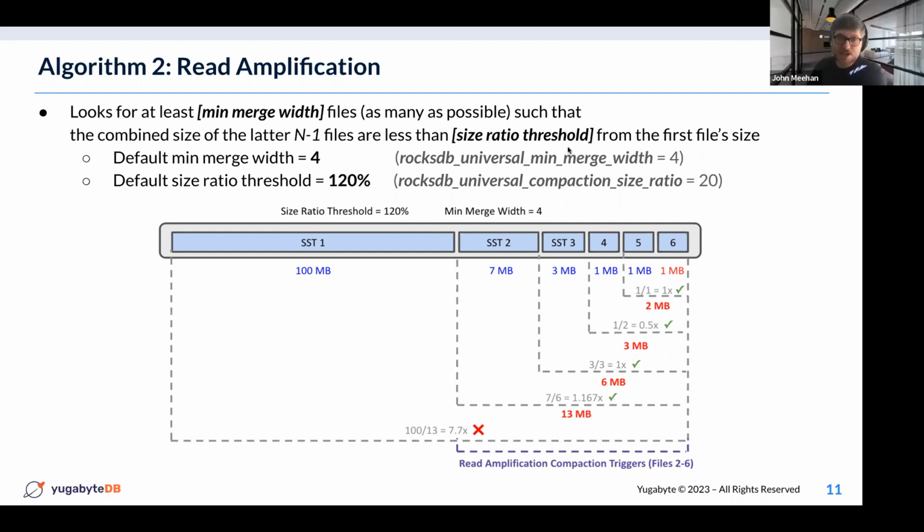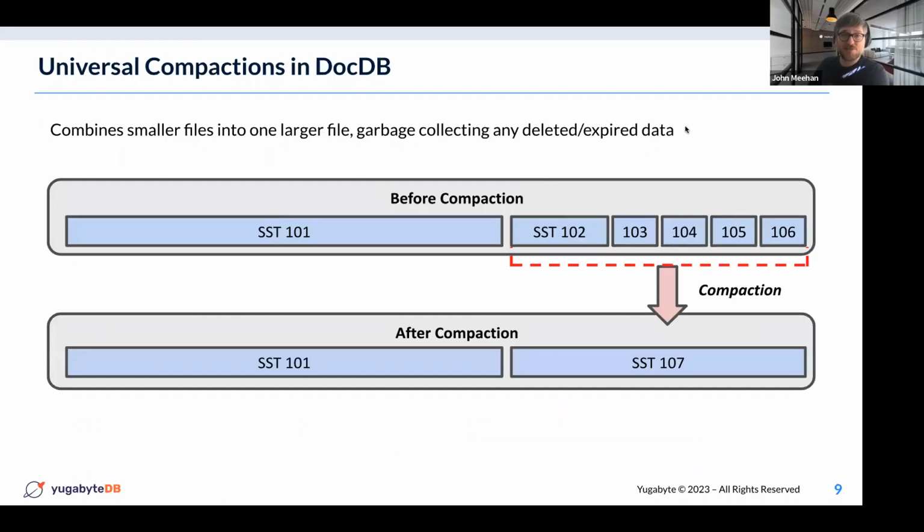I was just going to say, one thing I should note here is with these files, you can think of these files on the left-hand side, these large files, as the earliest written data. One of the artifacts of our compaction algorithms is the earliest data ends up in these large SSTs, whereas the later data ends up in these smaller SSTs to the right-hand side.